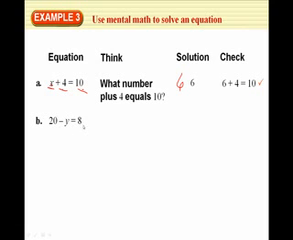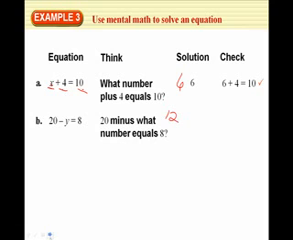20 minus y equals 8. What number do you take away from 20 that would give you 8? I know that's 12. See, just basic facts, think of it as a question. So here's their question. 20 minus what number equals 8? The answer is 12, and then they check it. You put it back in, and you see that it makes sense.